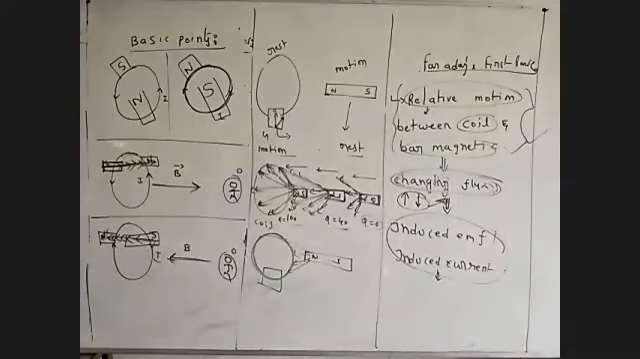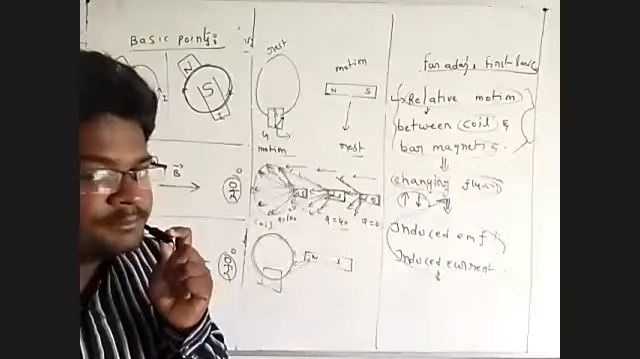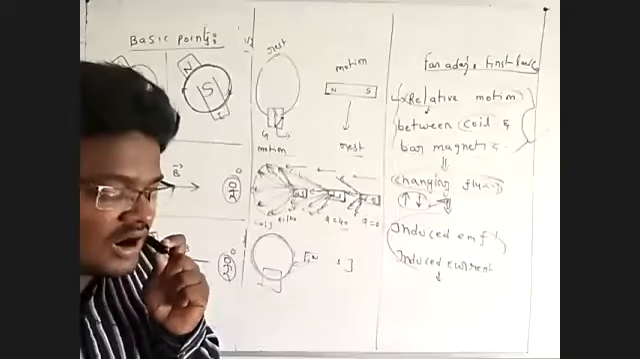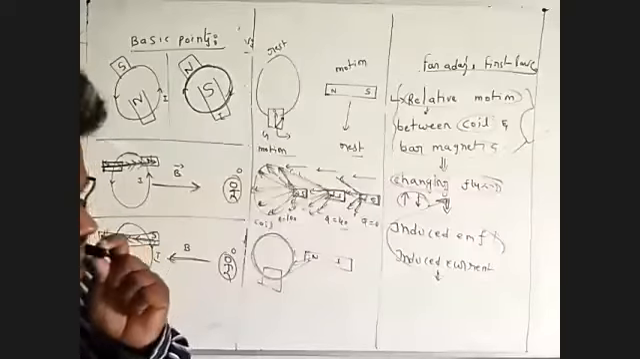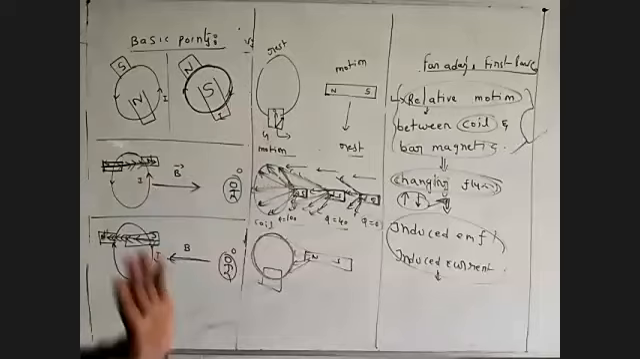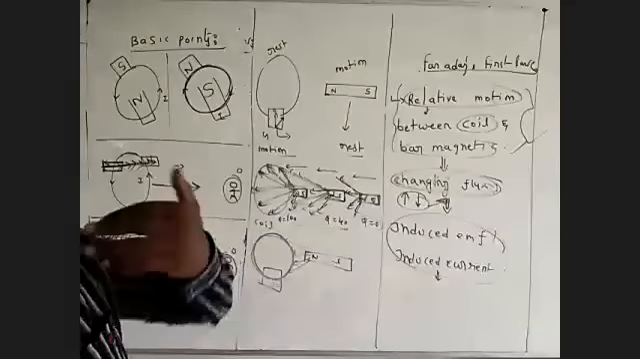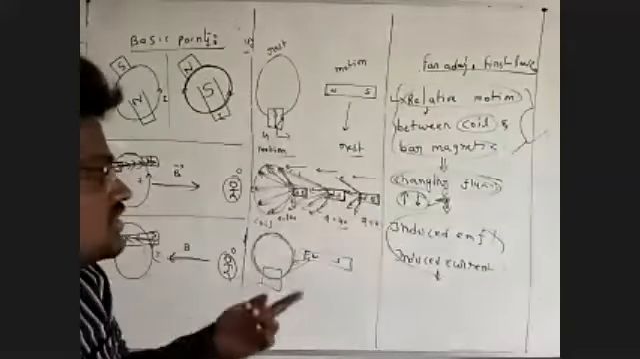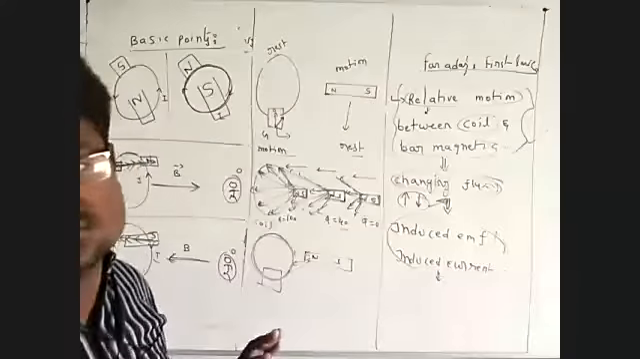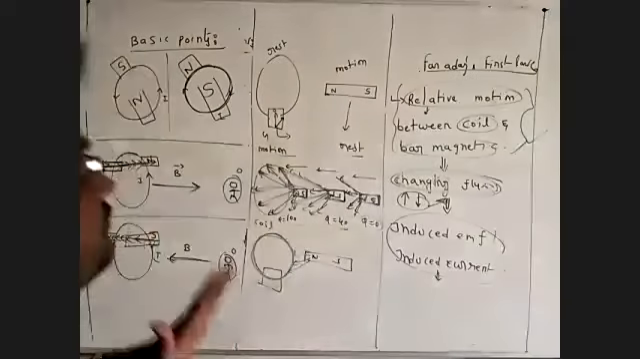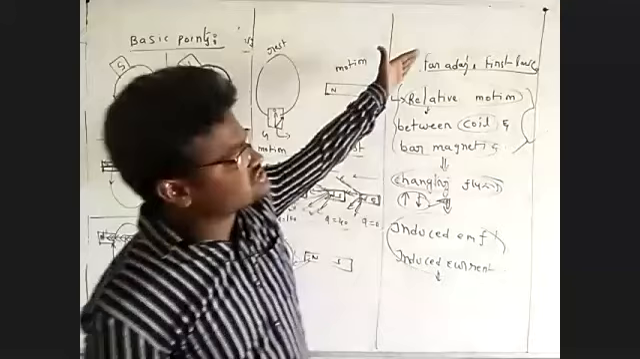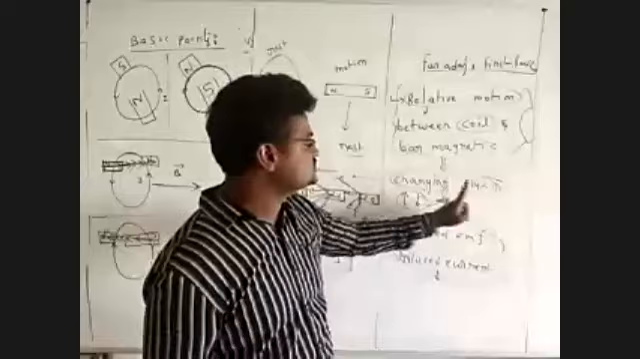So what is the meaning of Faraday's first law? Whenever the magnetic flux linked with a coil changes with respect to time, induced EMF or induced current flows in it. We call it induced EMF, induced current. That is Faraday's first law. In Faraday's first law, there should be relative motion between the coil and the magnet. Next, changing flux, then induced EMF and induced current arise. That is Faraday's law.